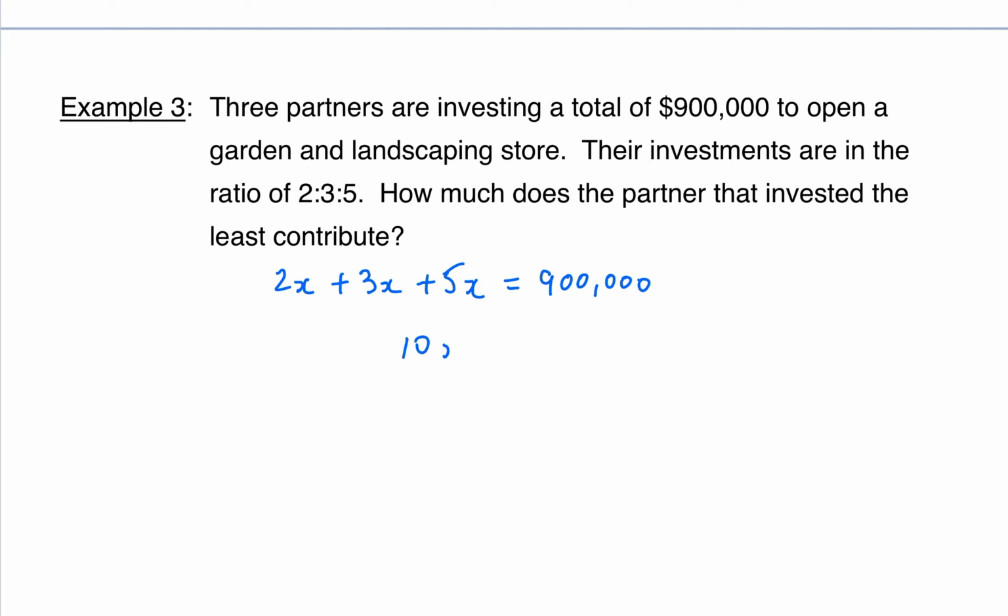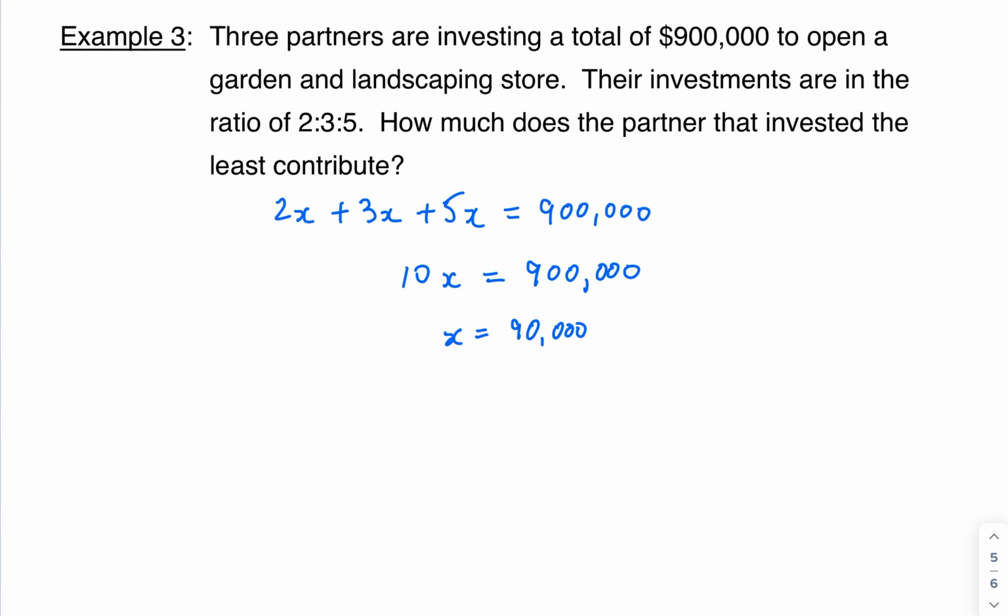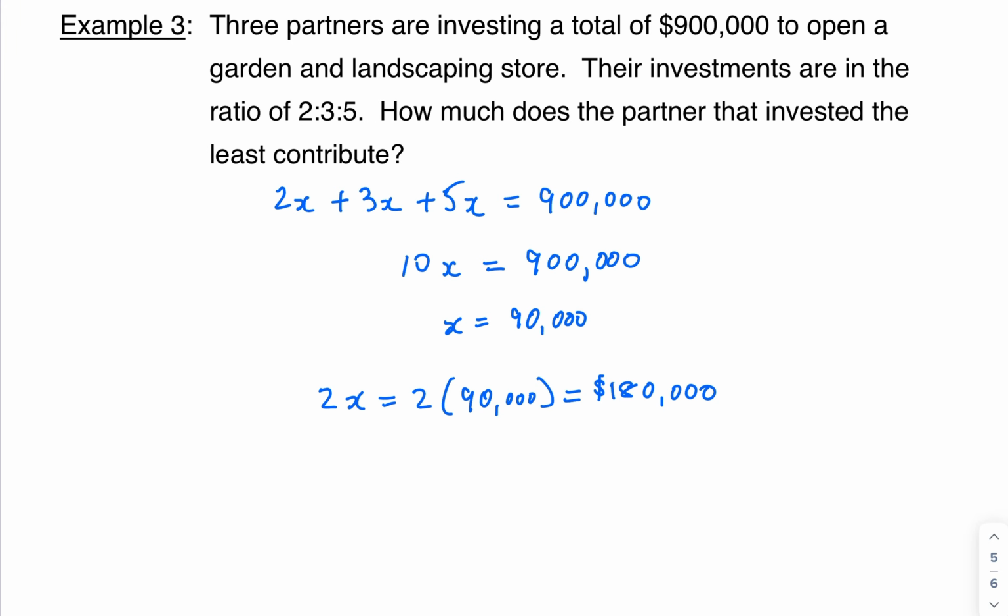And so if we were to go ahead and calculate the value of x, we'd find that x is 90,000. Okay, now the partner that invested the least was 2x. So that's going to be 2 times 90,000, which works out to $180,000. So that would be the contribution of the partner that invested the least.